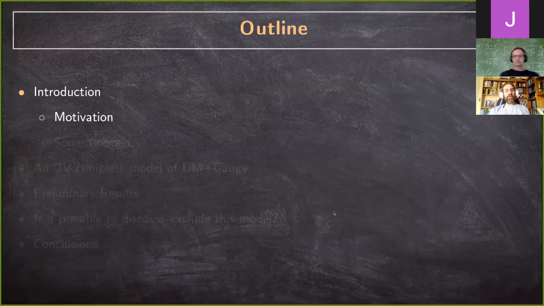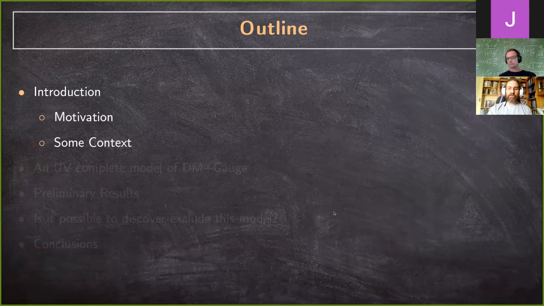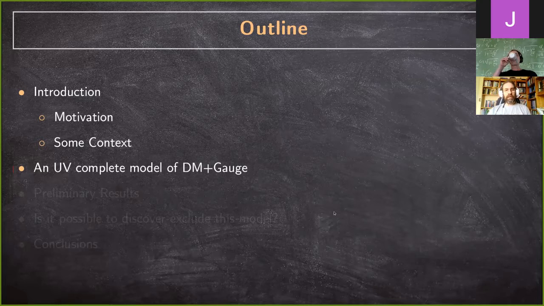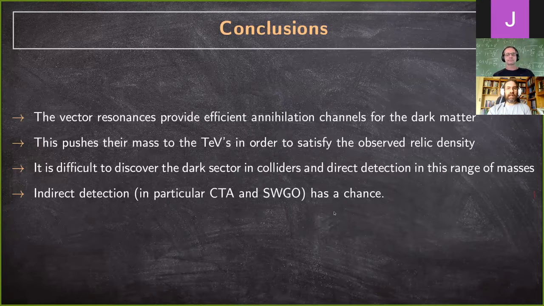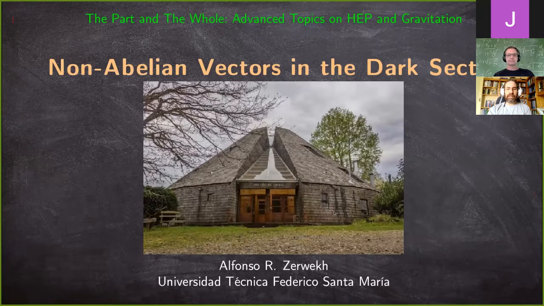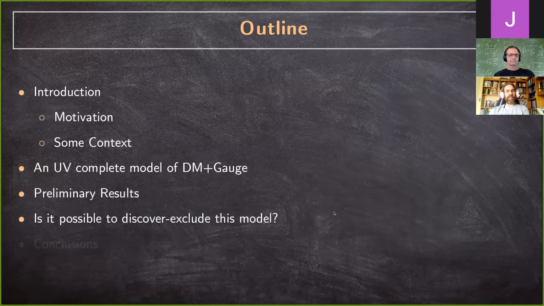So the outline of this talk is: first, I'm going to give some motivation for this work. I will provide some context also. Then I will focus on a specific model, which includes a scalar dark matter plus gauge interactions in the dark sector. I will show some preliminary results, and I insist that the results are preliminary. I will try to answer the question of whether it is possible to discover or exclude this model, and at the end I'm going to state some conclusions.